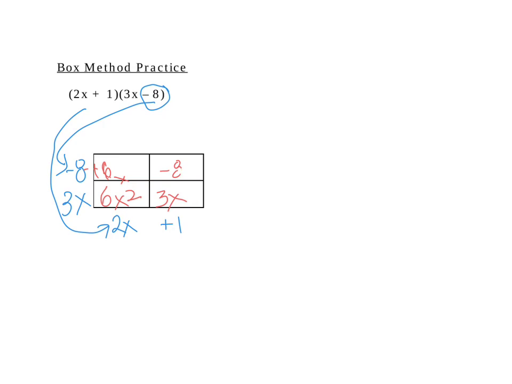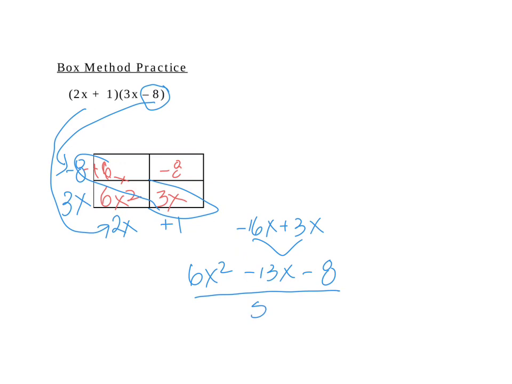Now we have to add all these up. Again, we have to combine our like terms. And so we add together -16x and 3x. So -16 plus 3 is -13x, I should say. I'm going to stick the 6x squared in front of it, and I'm going to subtract the 8 behind. Again, this is our sum. And up here is our product.